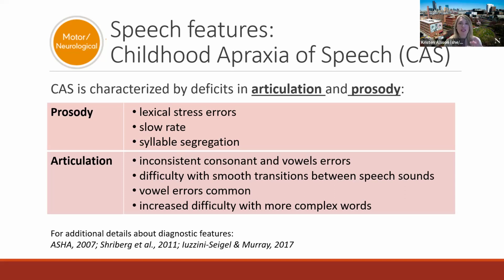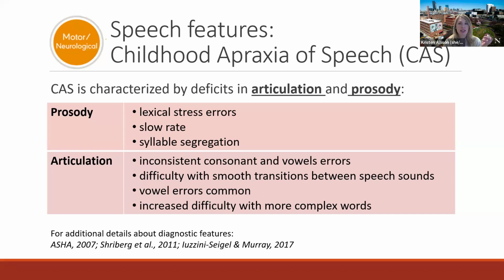Some of the core things that SLPs listen to when they're trying to diagnose apraxia are the characteristics of the child's prosody and articulation. In terms of prosody, kids with CAS tend to have a slow speaking rate. They make lexical stress errors, meaning they put the stress on the wrong syllable of the word. So instead of saying "banana," they might stress it differently, and they might separate the syllables, like "ba-na-na," and that would be syllable segregation. So they have problems with smoothly transitioning between syllables. That can result in a choppy quality to their speech.